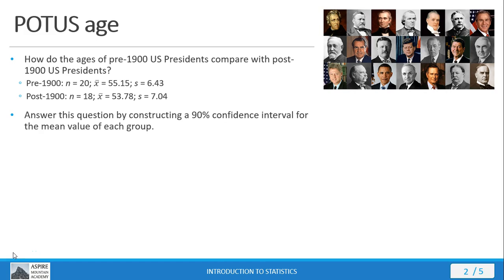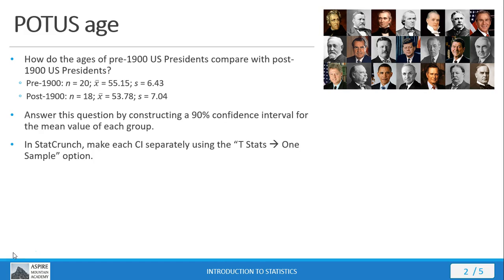We want to answer the question by constructing a 90% confidence interval for the mean value of each group. So what we're going to do is make a confidence interval for each of the groups and then compare the confidence intervals. Okay. So we're going to make each CI separately using the same options that we've looked at before, only this time when you're going through the menu options, don't select two sample. Select one sample. There's a very specific reason for that.